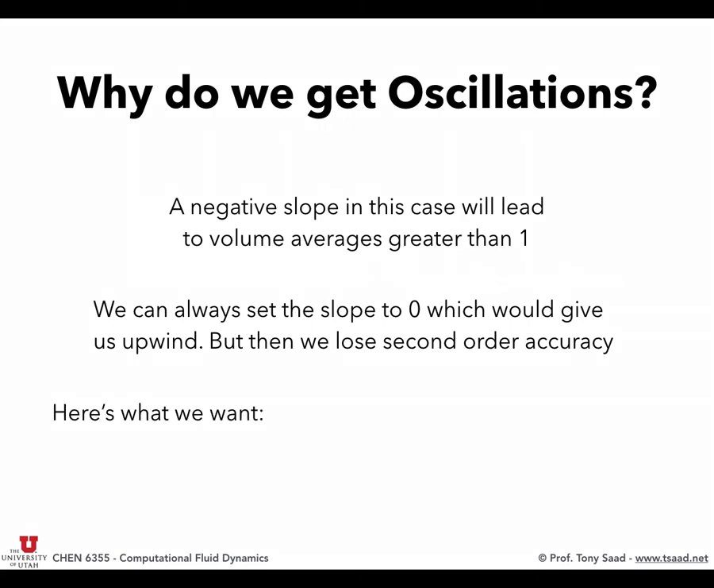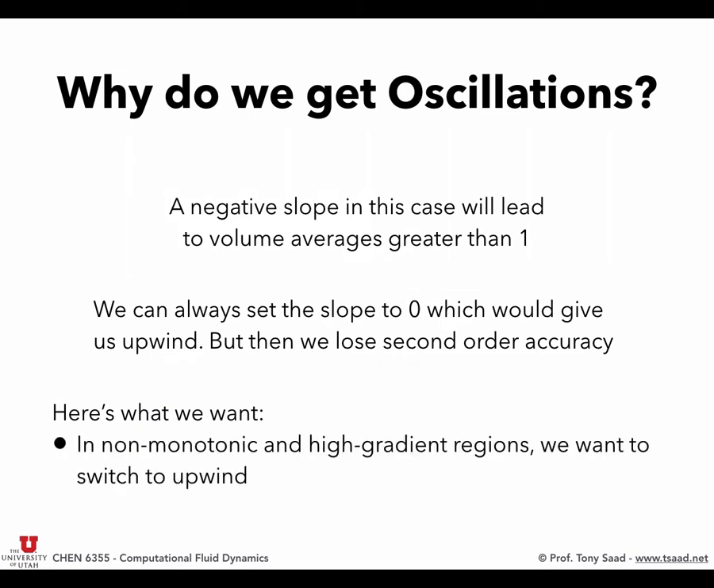Here's what we want. In non-monotonic and high gradient regions, such as this sharp interface that we had, this kind of sharp step function, we want to switch to upwind. We want to set the slope to 0. But in smooth regions, or in regions where the function is monotonic, we want to go to second order.